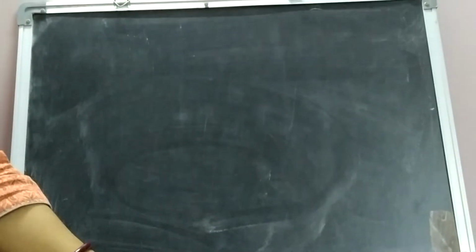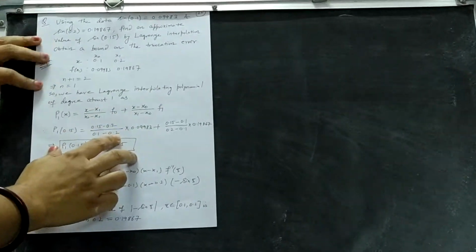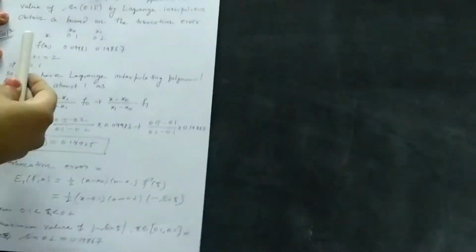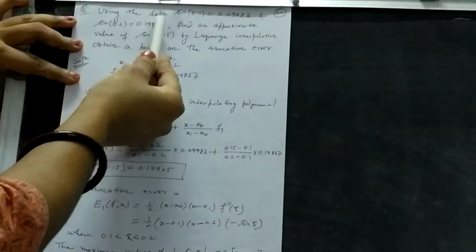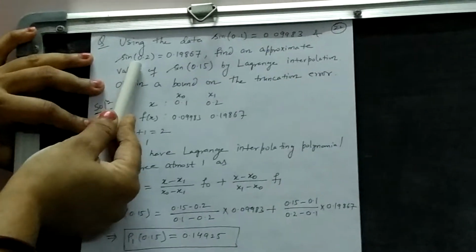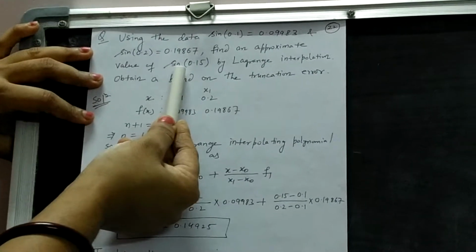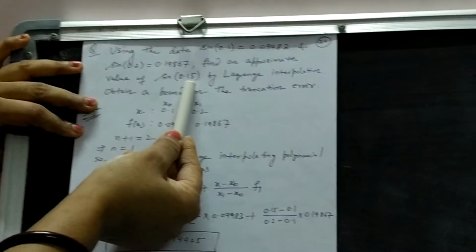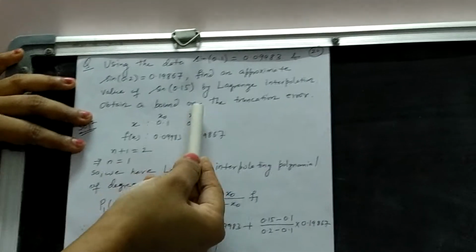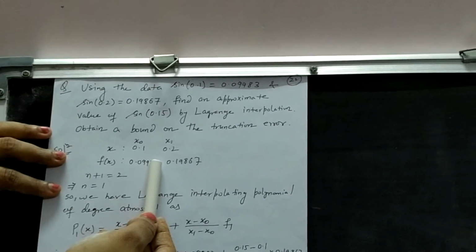Let us see one question along this line. So here is the question. The question given is: using the data sine 0.1, which was given, and sine 0.2, which is this, we have to find an approximate value of sine 0.15 by Lagrange interpolation, and finally we have to obtain a bound on the truncation error.